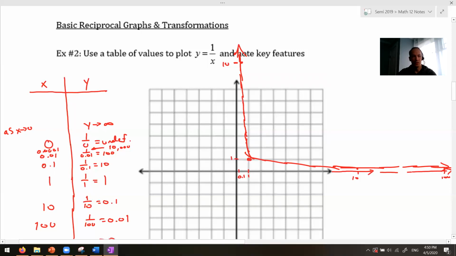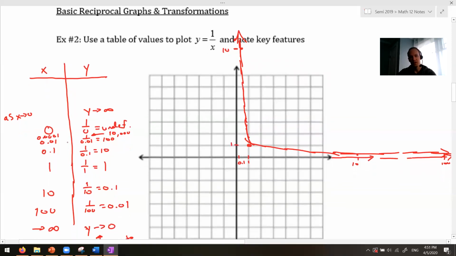We've actually got some other things to think about as well. This is half the graph. We've got all the x values that are positive. If we start doing negative values, I don't need to write all of them, but I can certainly write some of them. When x is -1, y is going to be -1. And when x is -10, this will be -0.1, and so on.